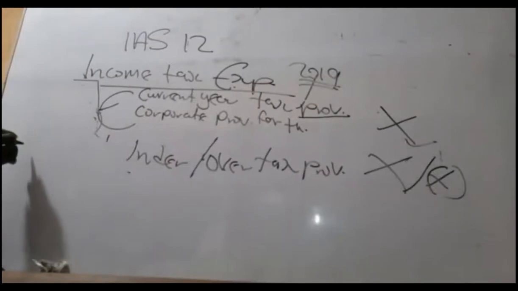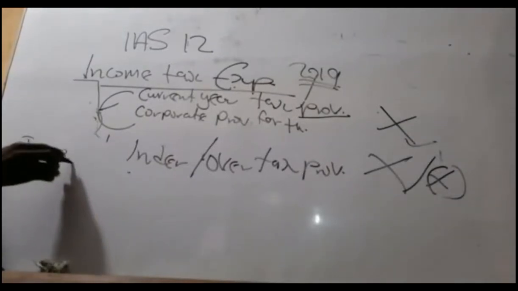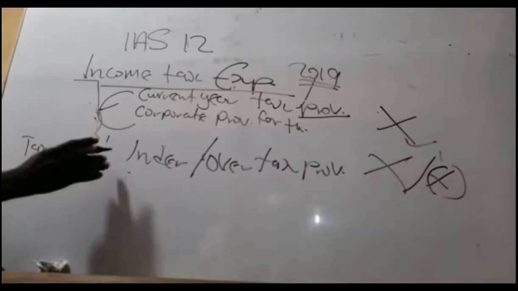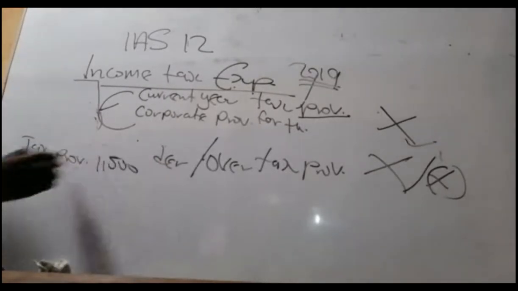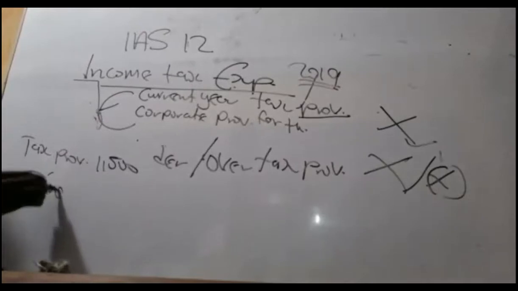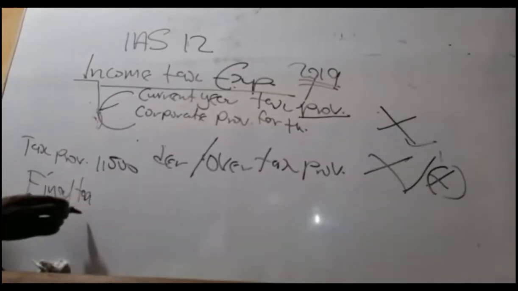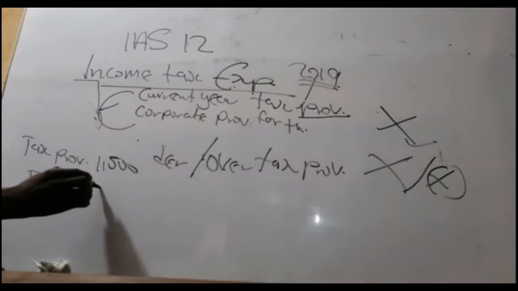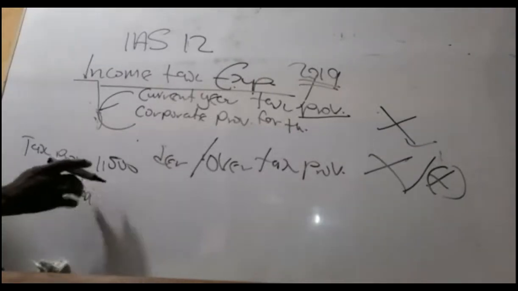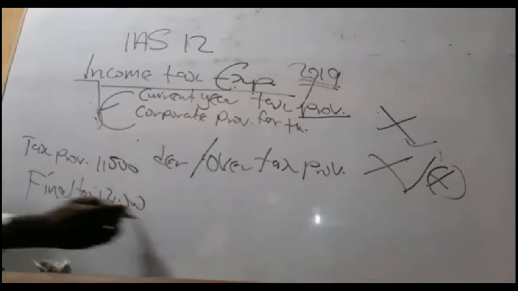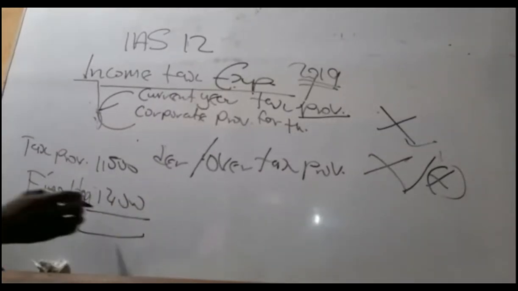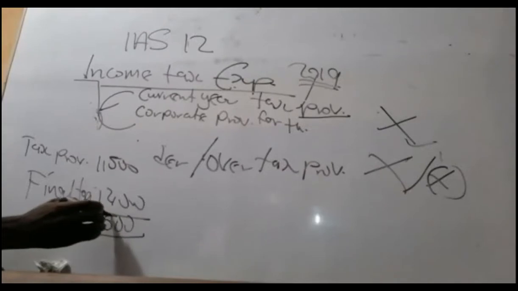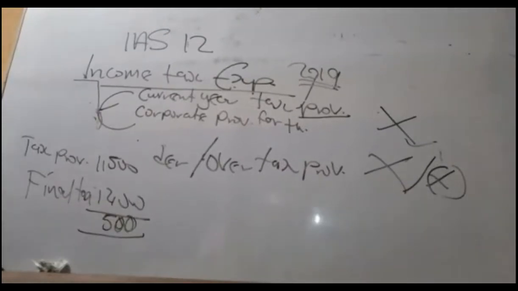So tax provided is 11,500. Then final tax paid, or tax agreed, was 12,000. So it will create an under tax of what? 500 Ghana cedis. That is under tax. You are done.